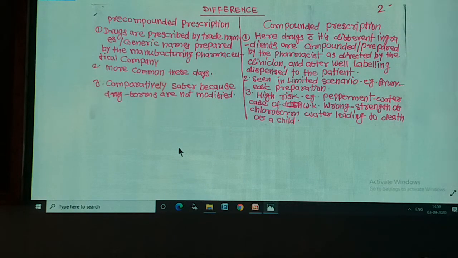Pre-compounded prescriptions are more common these days. Compounded prescriptions are seen in limited scenarios, for example Ayurvedic preparation. The pre-compounded prescription is comparatively safer because drug forms are not modified. But in compounded prescription, there is high risk. Examples: the peppermint water case of the United Kingdom, and wrong strength of chloroform water leading to the death of a child.